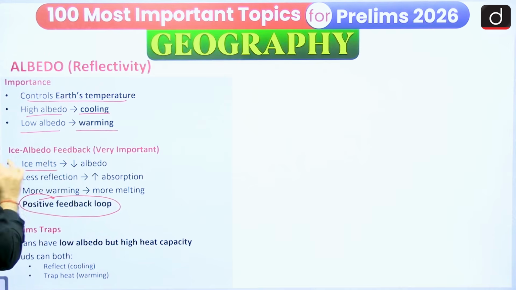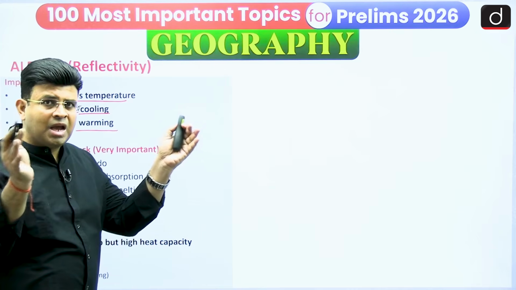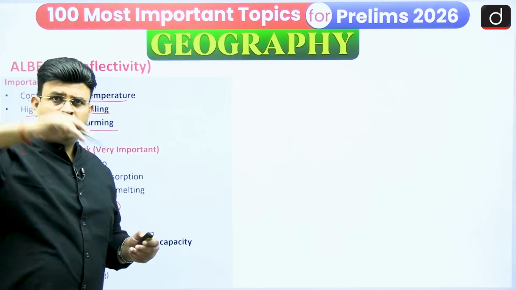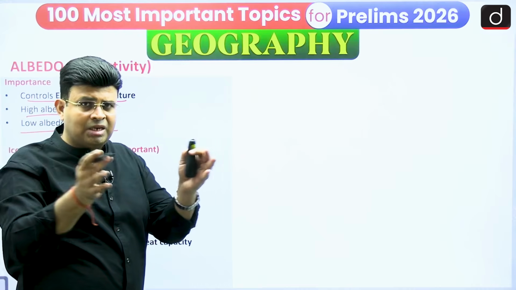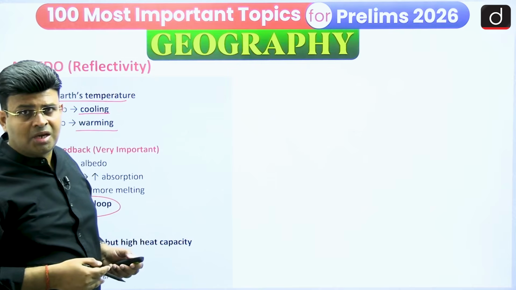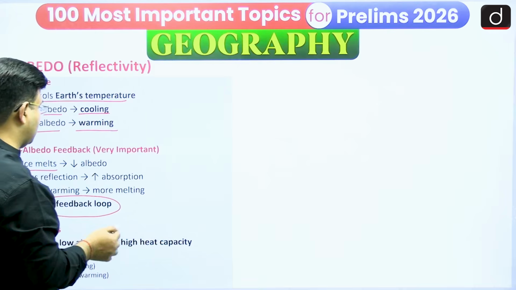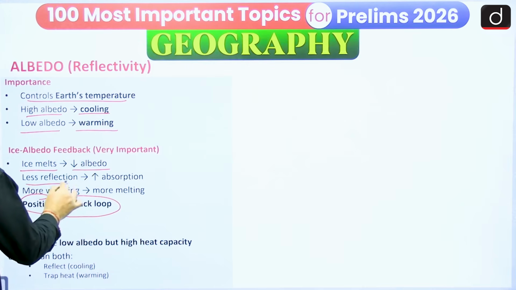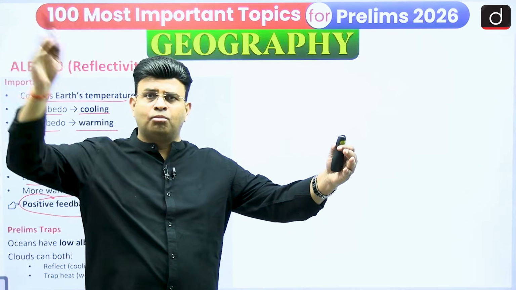Suppose ice is melting. Ice has a high albedo, it reflects the incoming radiation. But due to the ice melt, the surface area of the ice decreases, so the albedo will decrease. Yes or not? If ice melts, albedo decreases, and then there is less reflection. Earlier, this much ice was there, so more reflection.